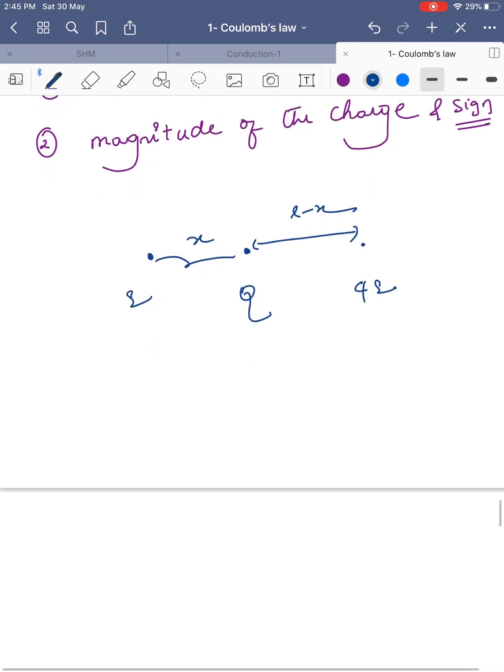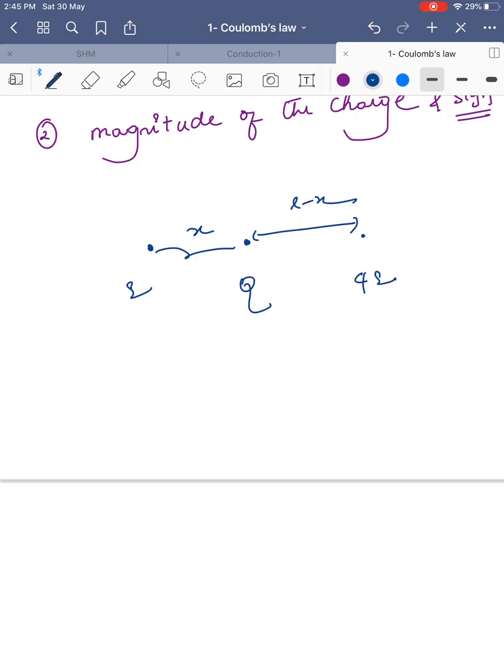Alright. Next, for the equation, if you draw the free body diagram of q, towards the right, the force due to Q acts. Towards the left, I am assuming this is positive. This is an assumption only. And towards the left side, the force due to 4Q is acting because of repulsion.